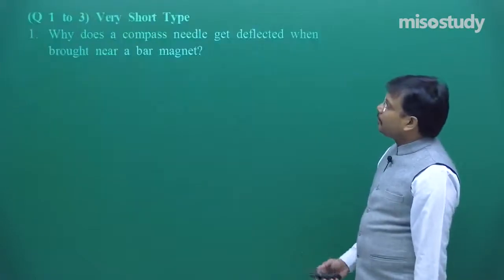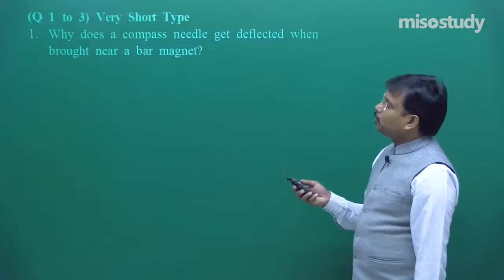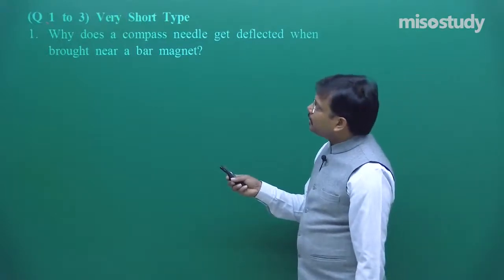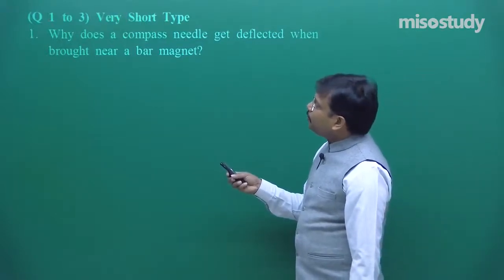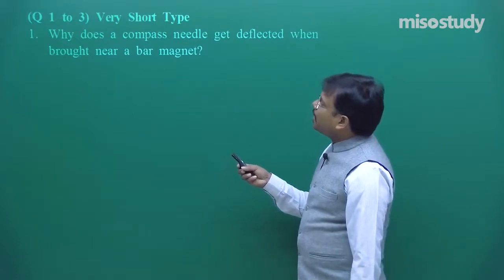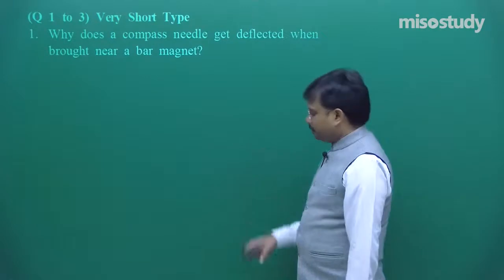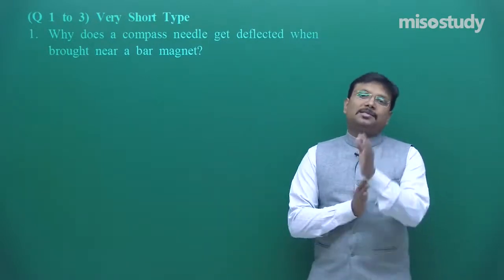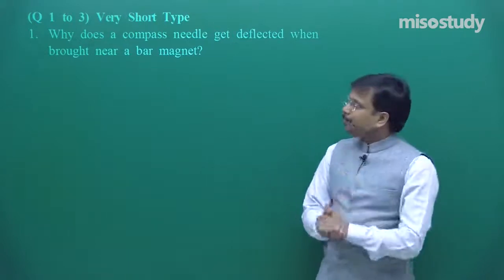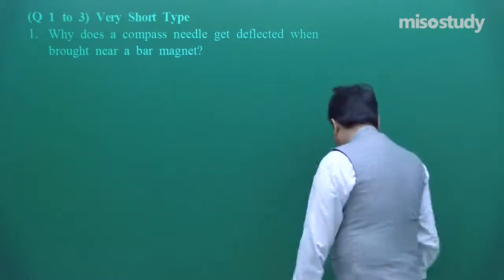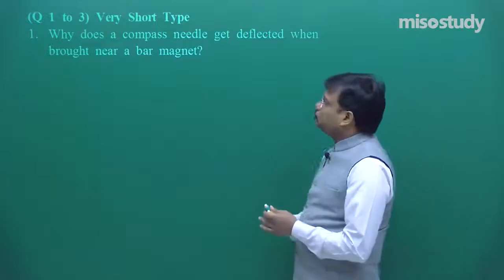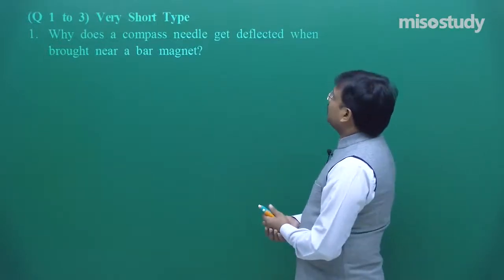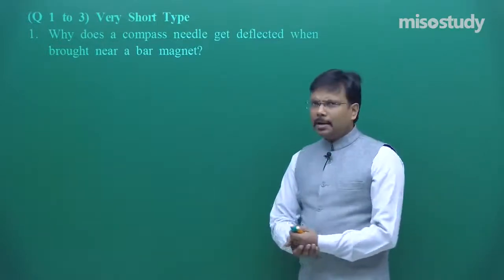Questions 1, 2, 3 are very short answer type. Just write down one or two simple words, that is it. Let us take a look at this question. Why does the compass needle get deflected when brought near a bar magnet?